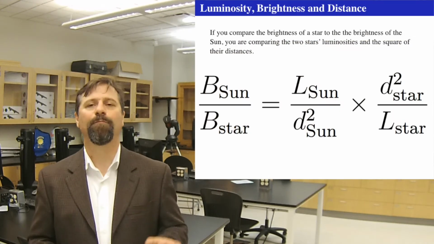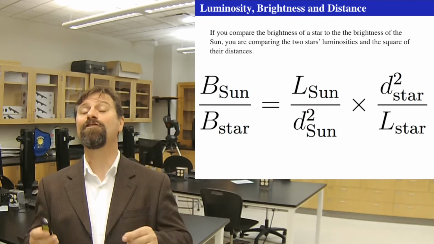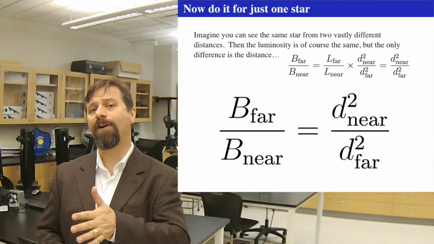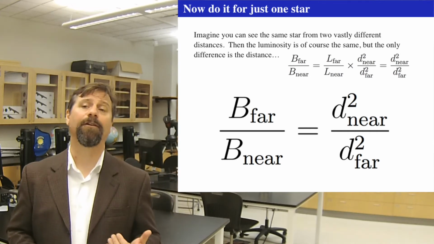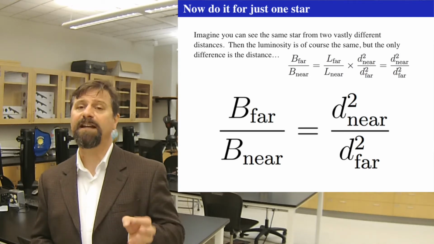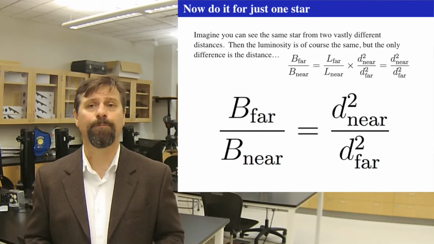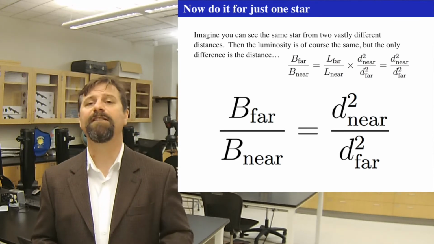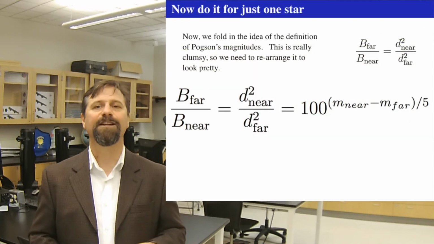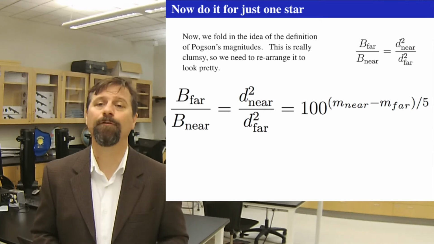So how can we use this? We compare the brightness and luminosity of the sun, and we can rearrange it. Let's look at just one star. When the star is far, it's dimmer than when it's near, but it's the same luminosity because it's the same star, so the brightness only depends upon the distance squared. So the brightness of the farther star compared to the nearer one, with distance squared, will show us the distance between them. Remember, brightness is defined through a difference in magnitudes, so we're going to use the magnitude system to get there.